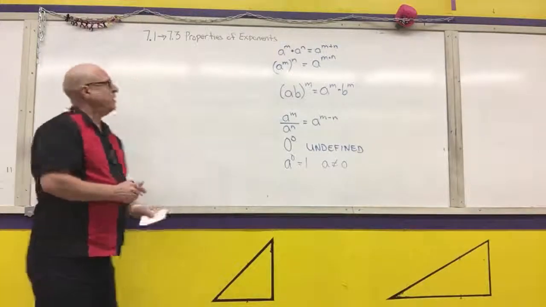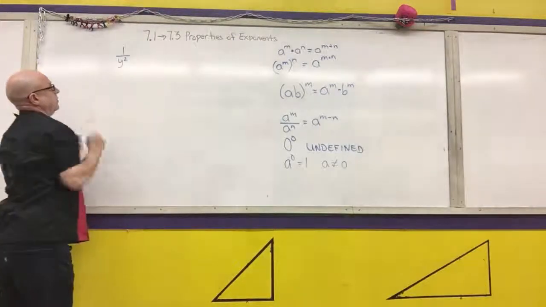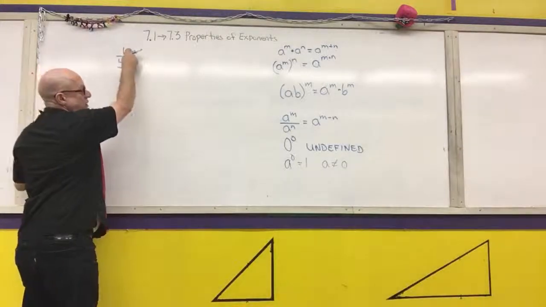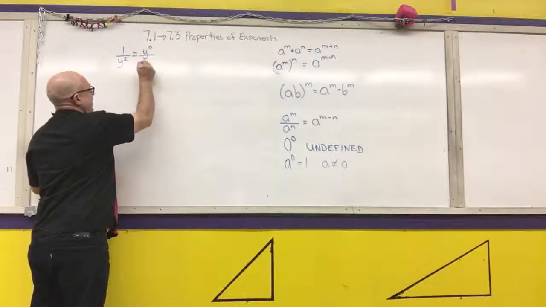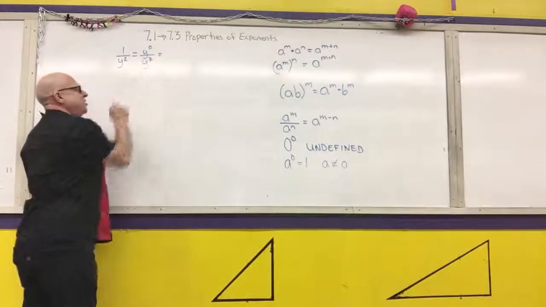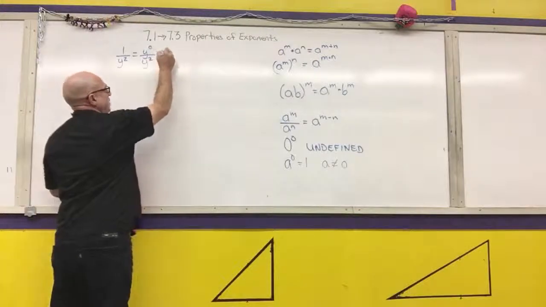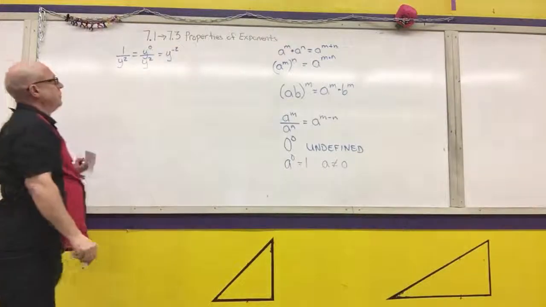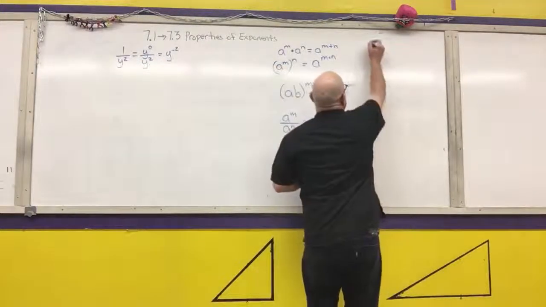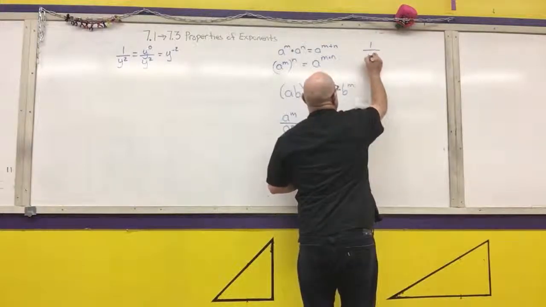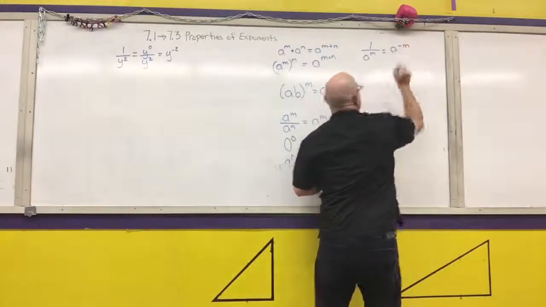The next thing I'm going to do is talk about something like 1 over y squared. Well, I know 1 is actually y to the 0th. So I have y to the 0th over y squared. And I know if I have a division problem, I take the top exponent minus the bottom exponent. So 0 minus 2 would be y to the negative 2. In general, the property states that if I have 1 over a number to a power, that is the same thing as the number to the negative power.